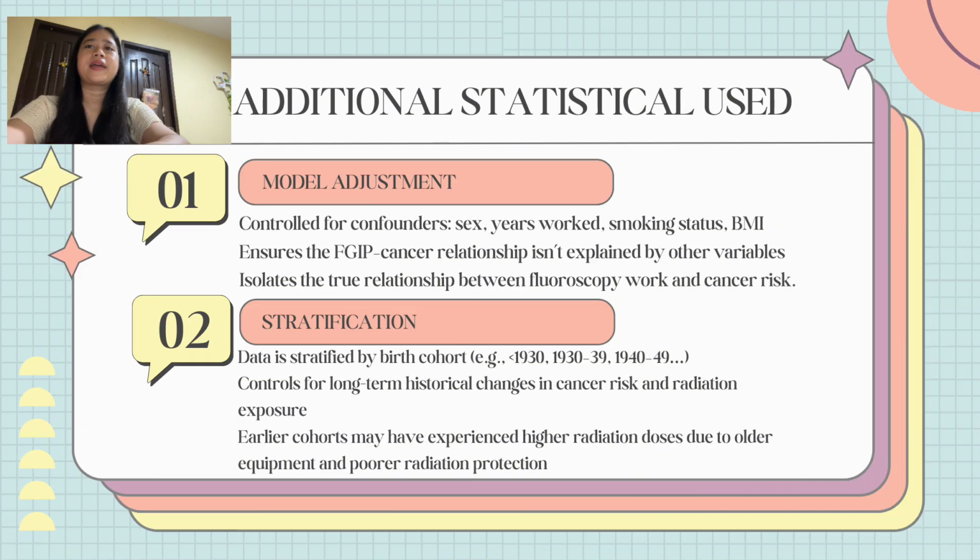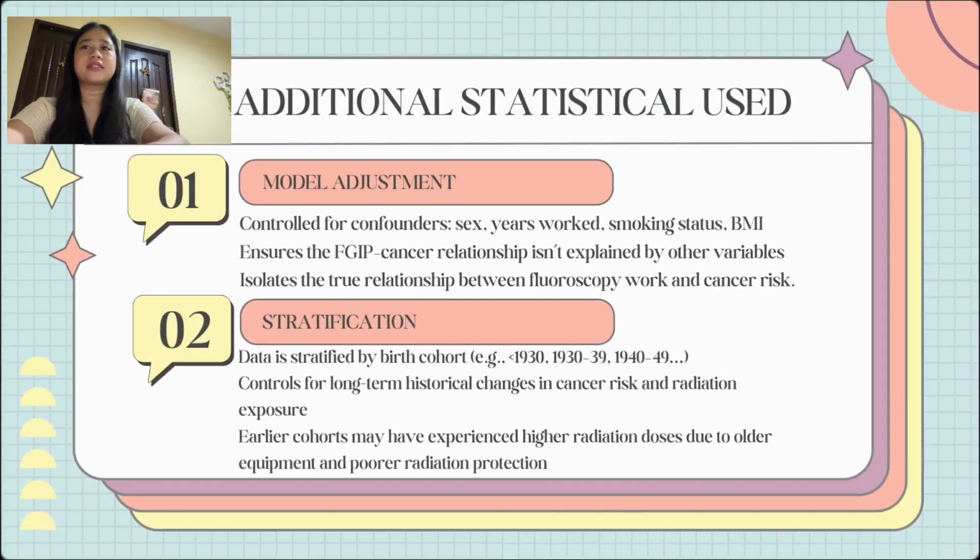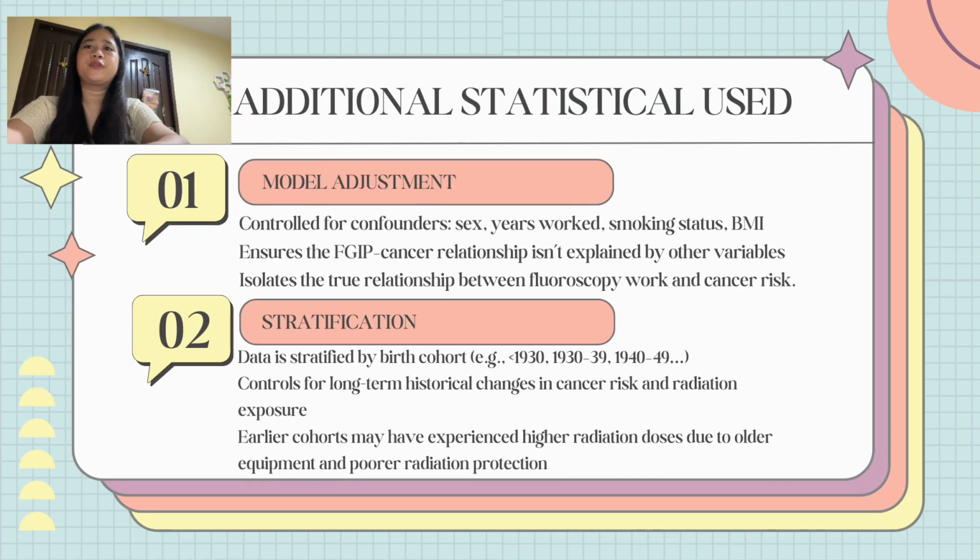The study also used model adjustment and certification, the Schoenfeld residual test, and the likelihood ratio test. For model adjustment, to improve accuracy, the researchers adjusted the model for confounding factors such as sex, years worked, smoking status, and BMI. They also stratified participants by birth cohort to control for historical differences, like older technologists having been exposed to higher radiation levels earlier in their careers.